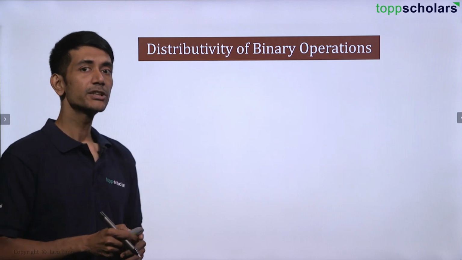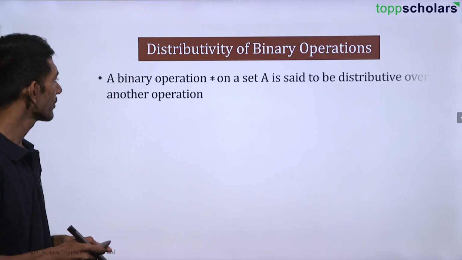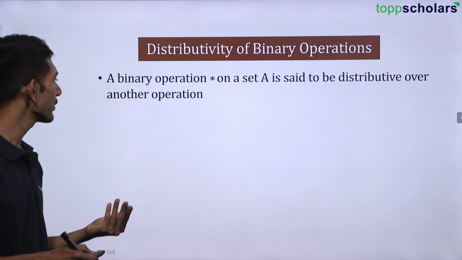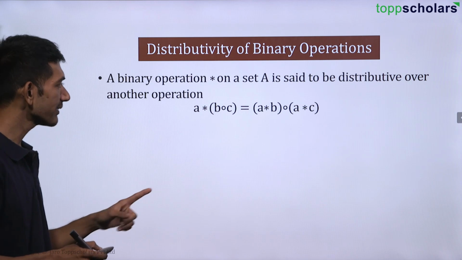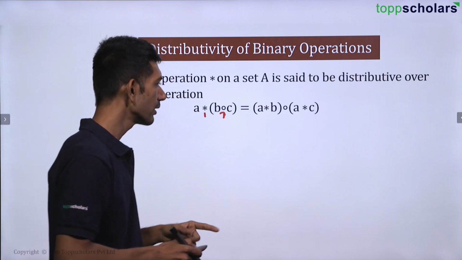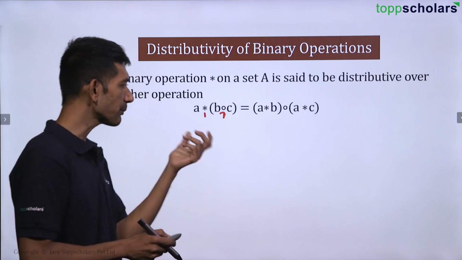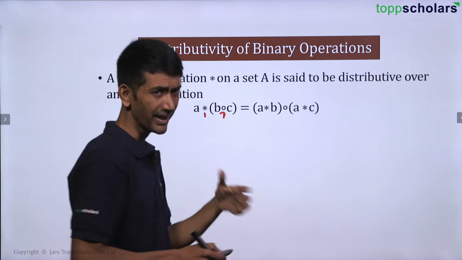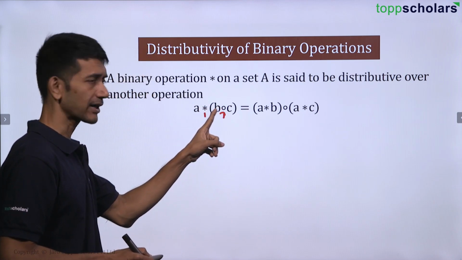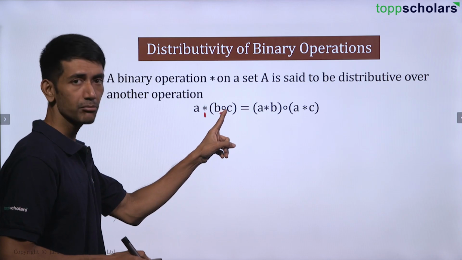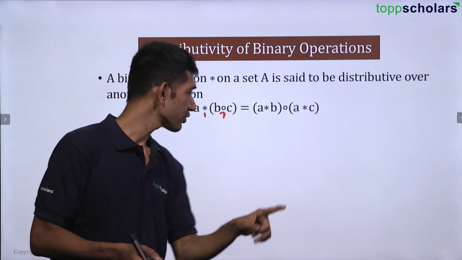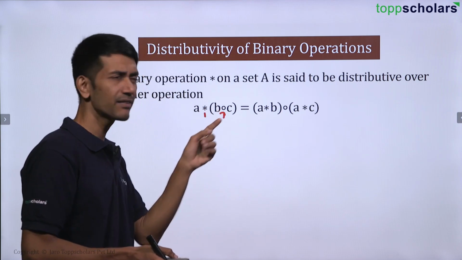Now let us talk about the distributive property of binary operations. A binary operation star on a set A is said to be distributive over another operation. Basically, star is one operation here and this dot is another operation. So A star (B dot C) is equal to (A star B) dot (A star C). Now this star can be addition, this can be multiplication, and so on. That depends, but they are two different operations. That is why here we have taken star, and here a dot.